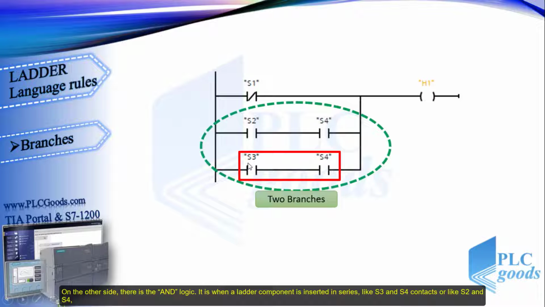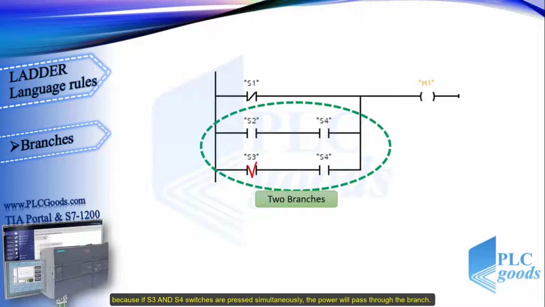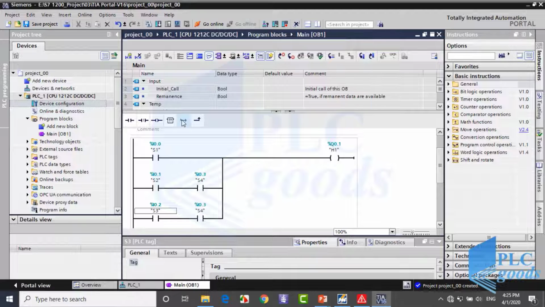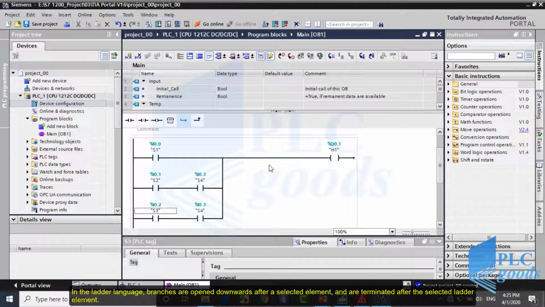It is when a ladder component is inserted in series, like S3 and S4 contacts, or like S2 and S4, because if S3 and S4 switches are pressed simultaneously, the power will pass through the branch. In the ladder language, branches are opened downwards after a selected element and are terminated after the selected ladder element.